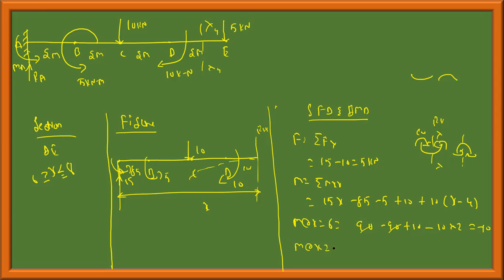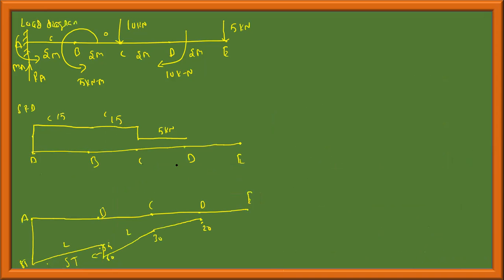M at x equal to 8 will be 15 into 8, which is 120, minus 90 plus 10 plus 10 into 8 minus 4, which is 4. This is equal to 30 plus 10 minus 10, which is equal to 0. We'll come back to 0. Okay. Now shear force is 5 kilonewton constant. If you take this end, this 5 kilonewton should come back to 0 like this. So this is also 5 kilonewton constant.